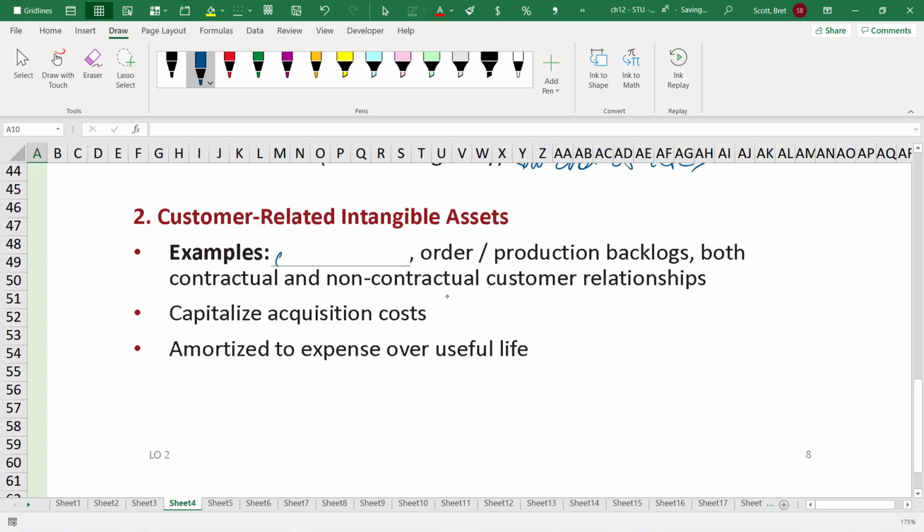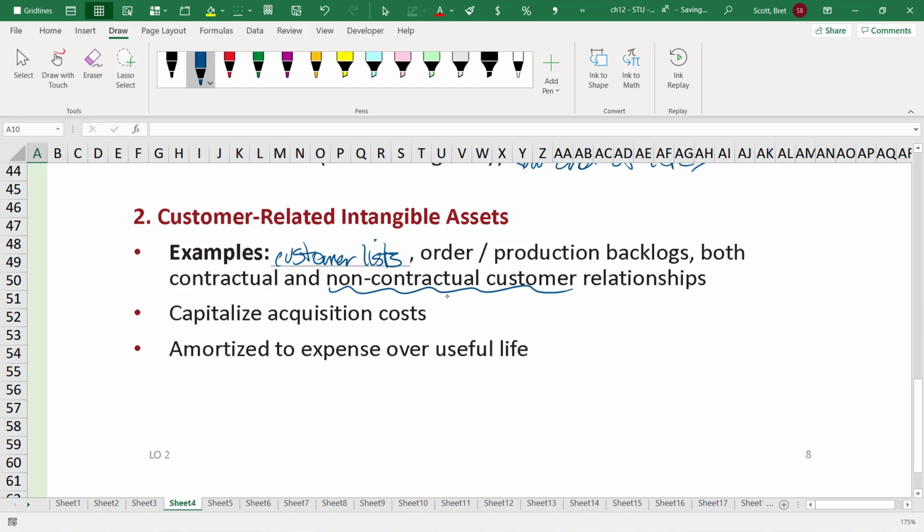Next one, customer related examples. Big one, like I told you before, customer lists, customer orders or customer production backlogs, contractual and non-contractual customer relationships. This is one where we don't necessarily have an exclusive agreement to produce for a customer. They're just customers that we are a supplier among many that, say, provides rubber bands or something, right? So we may not be the only company in town that sells these types of goods or supplies. Therefore, we have customers that come back to us maybe on a frequent basis, but we don't have an exclusive contract with them.